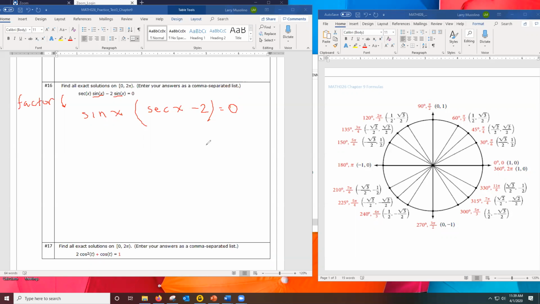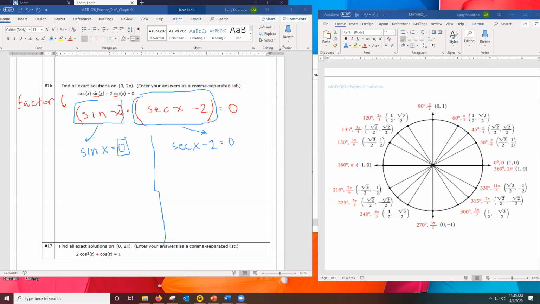All right, well, now that I've got it factored, I'm going to use a property from algebra that says if you have one quantity times another quantity equal to 0, you're allowed to set each quantity separately equal to 0. So now I'm going to break this up into two equations. The one equation is going to be sine x equals 0, and the other equation is going to be secant x minus 2 equals 0. You probably remember this when you were solving quadratic equations back in algebra. Now I'm going to try to solve each one of these equations separately. All right, let me go to secant x equals 0.